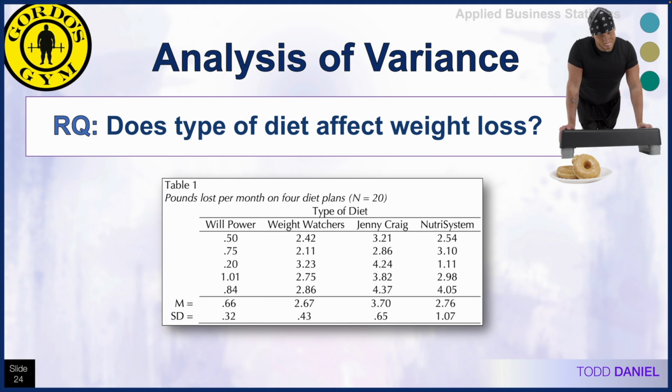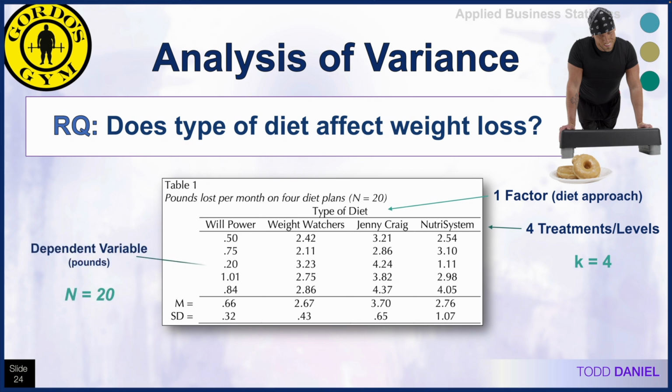We have one factor. That's diet approach. That factor has 4 levels for each of the types of diet considered separately. So in our example, K equals 4. The dependent variable is going to be pounds lost. It's a measure. And what we see is that all of these raw data points, that's a measure of number of pounds lost. Collectively, those are the dependent variable.